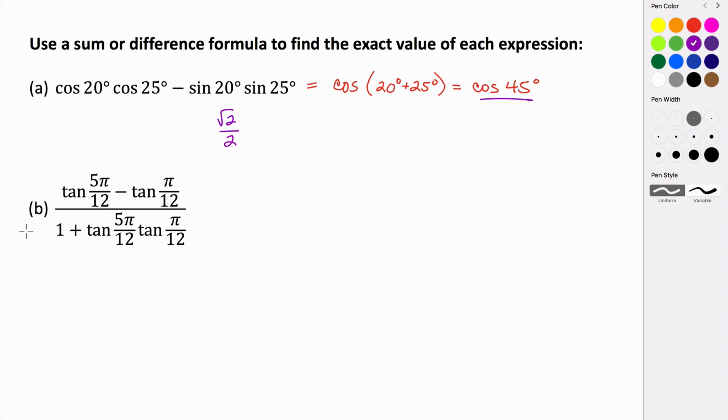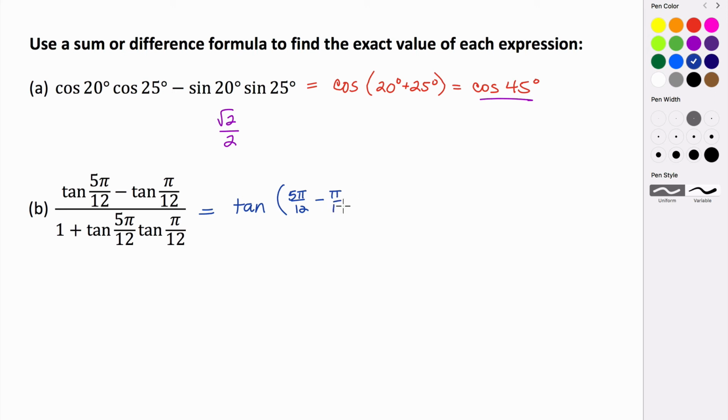Let's take a look at part B. So we're given this tangent of 5 pi over 12 minus tangent of pi over 12, all divided by 1 plus the tangent of 5 pi over 12 times the tangent of pi over 12. This is a sum or difference for the tangent function. So this is going to be the tangent of something. And with the difference in the numerator and sum in the denominator, this tells me that it's going to be a difference. It's the tangent of 5 pi over 12 minus pi over 12.